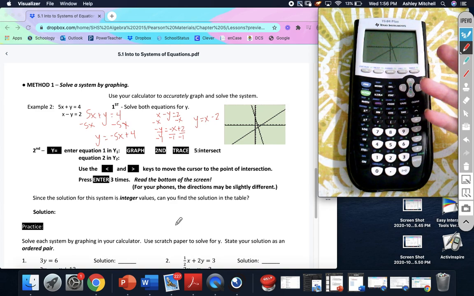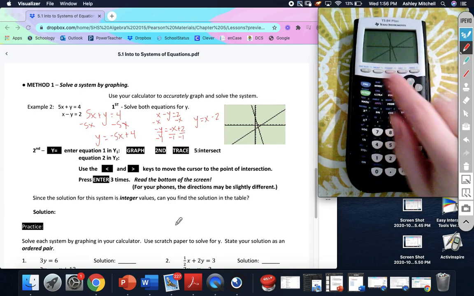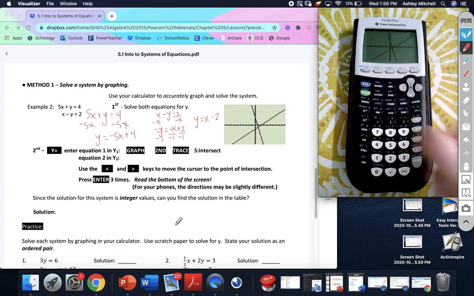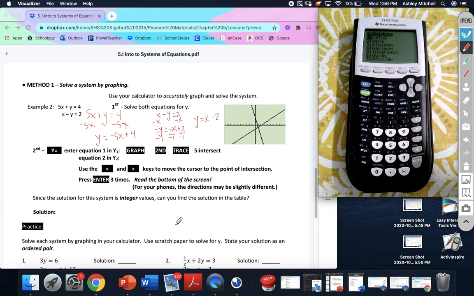And we're doing pretty well. Our graph looks just like the chart on the screen. So once we get to this spot, we're going to hit second, which is this blue button right here, then trace, right before the graphing symbol. And we're going to scroll all the way down to intersect.